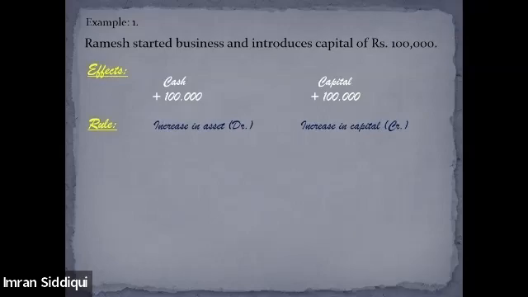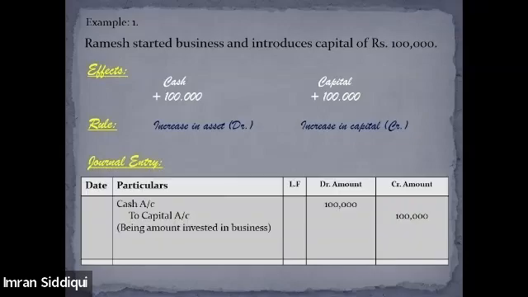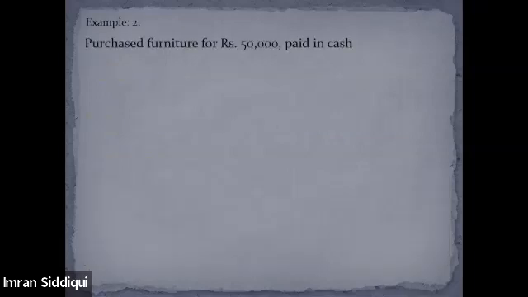Keeping that in mind, we can pass the entry now, which will be cash account debit to capital account. Cash account debit to capital account. Understood, everyone? Is this entry clear to all of you? Yes, sir. Okay. Then let's take one more example to make it more clear.